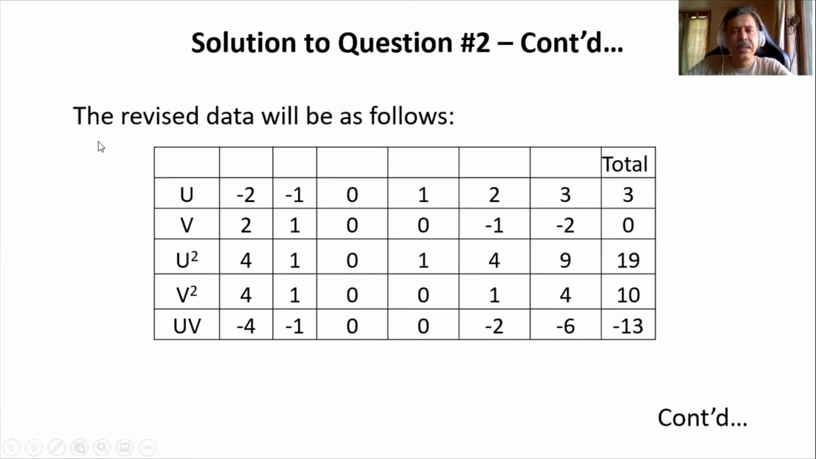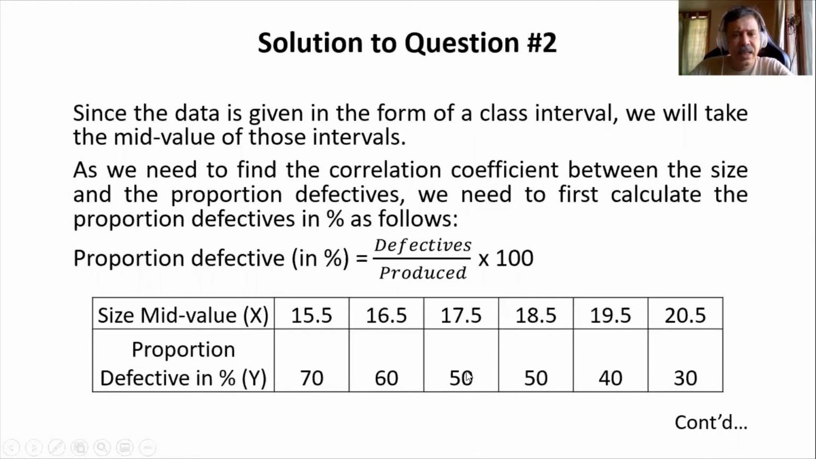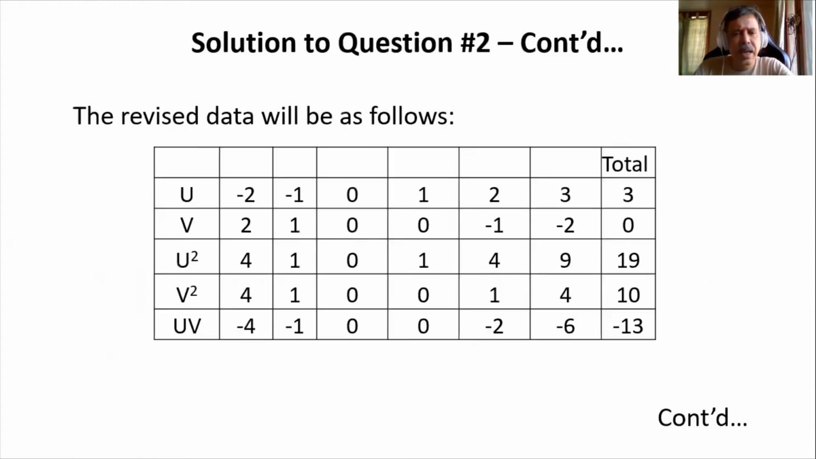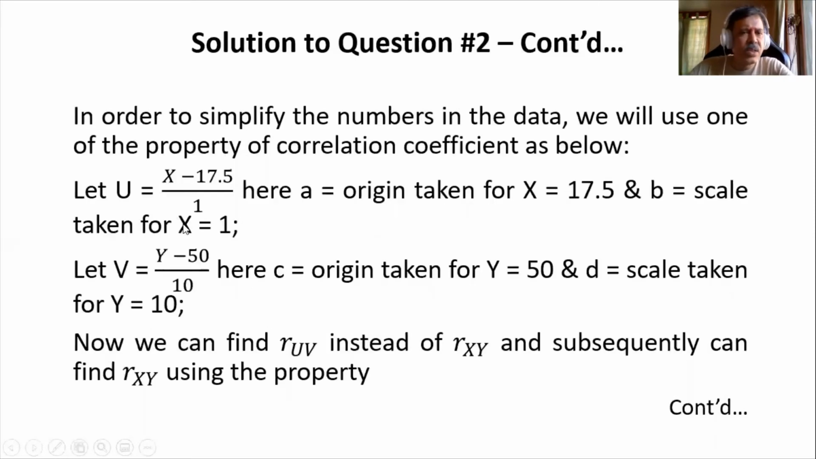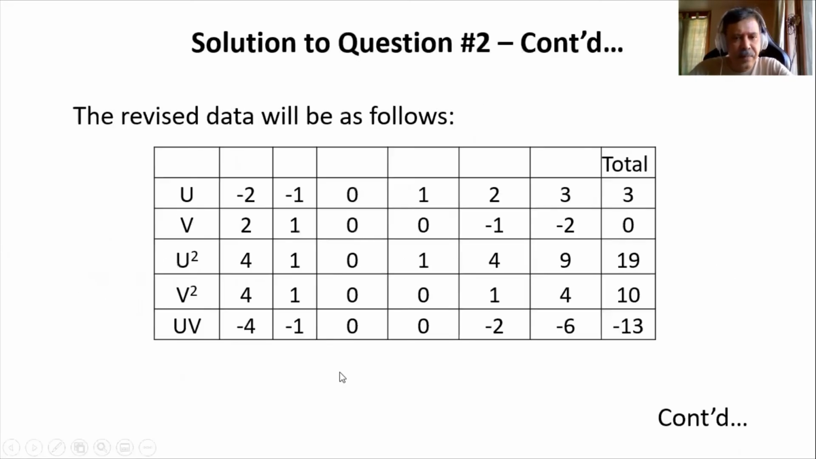So revised data will become, so you substitute all this, means x minus 17.5, what is x? It is 15.5 minus 17.5 divided by 1. 15.5 minus 17.5 is negative 2. That's why I wrote here negative 2. Likewise, you do it for all these values. Similarly, v is what? y minus 50 by 10 means 70 minus 50, which is 20. 20 by 10 is 2. Similarly, 60 minus 50 is 10. 10 by 10 is 1. So we'll have 2, 1 like that, right?